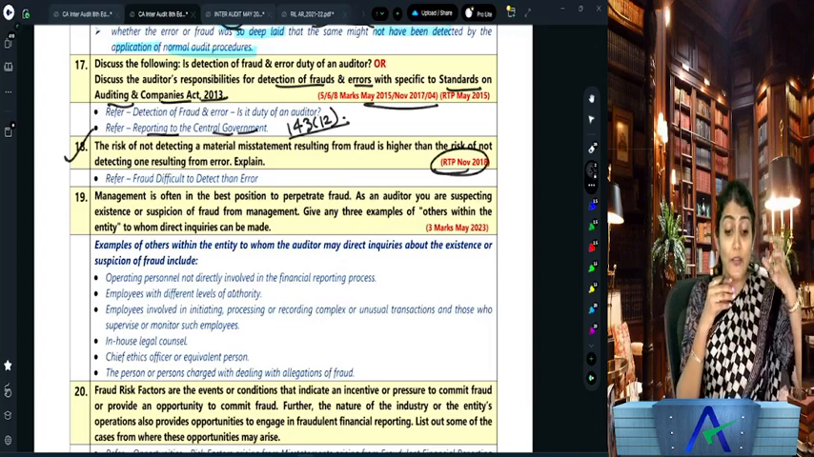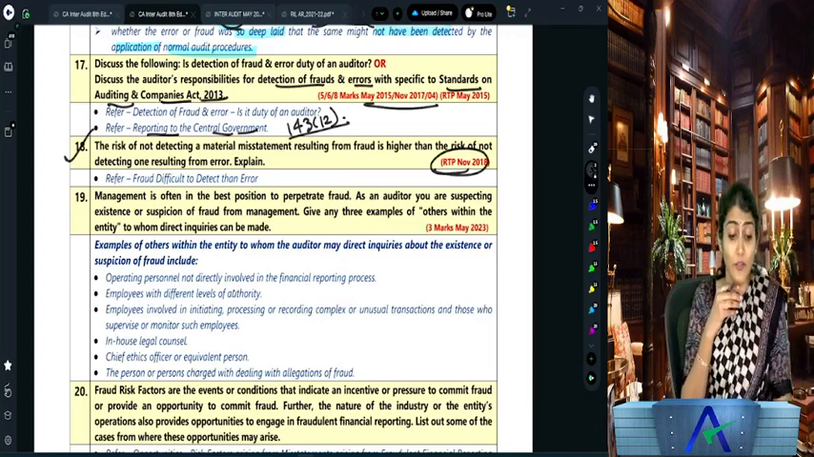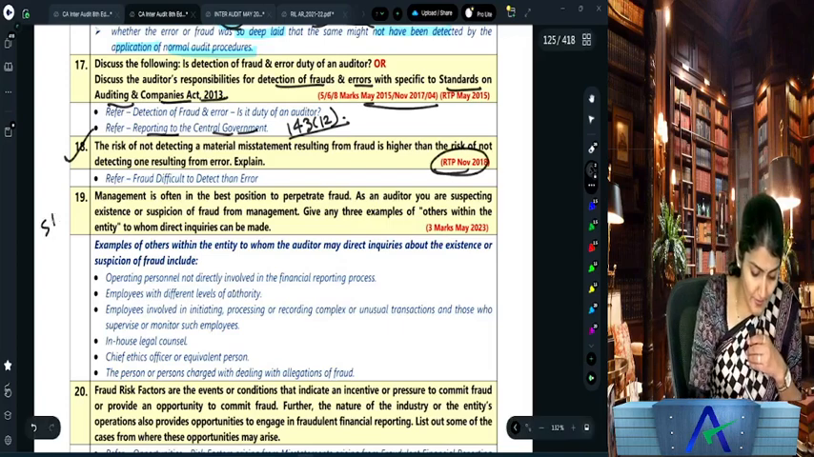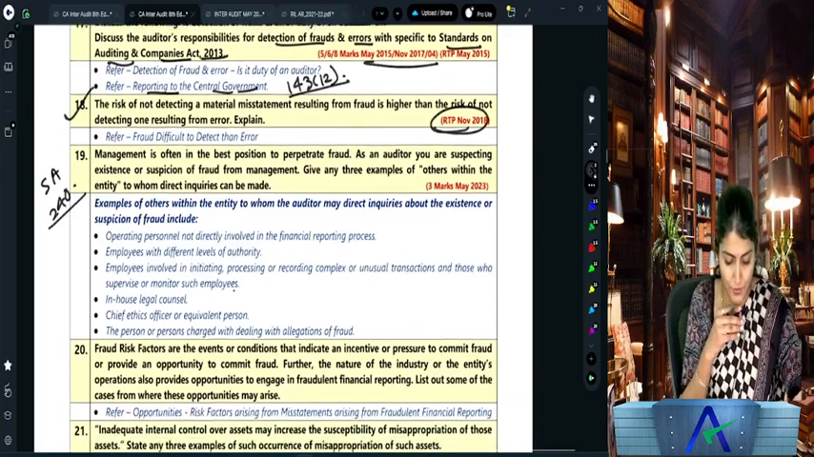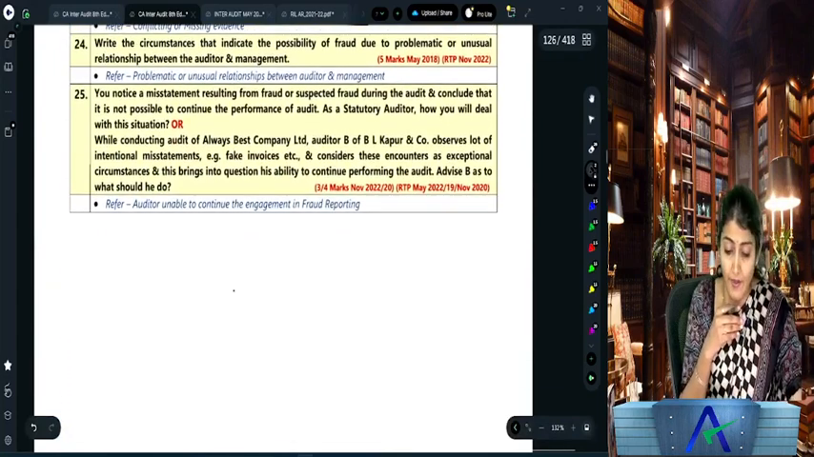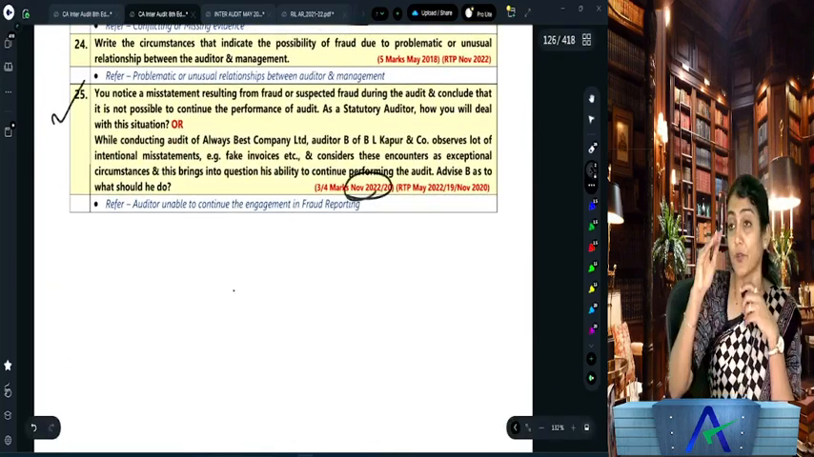Then, management is often in a position to perpetrate the fraud. As an auditor, you are suspecting. Okay, this question, I'll come to it later. It is coming from SA 240. When we come to 240 specifically, I'll come to this question because all these are questions from 240. Okay, and now let's do one last question, the 25th question over here.